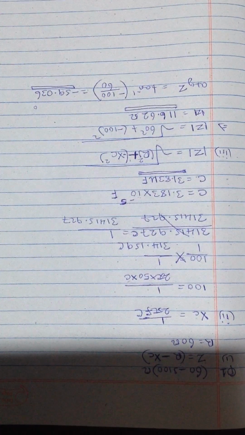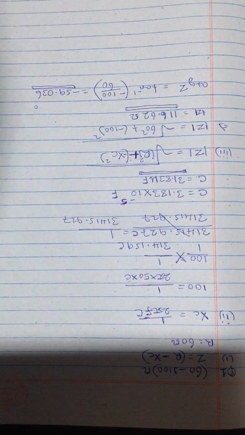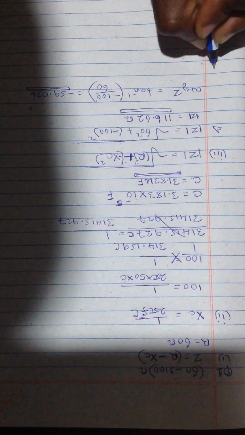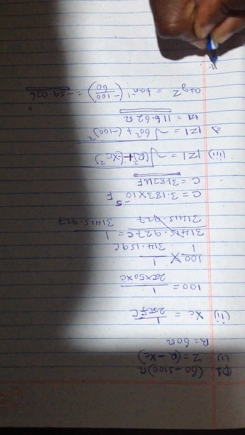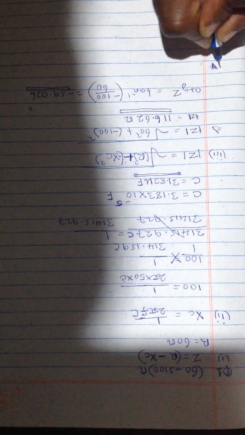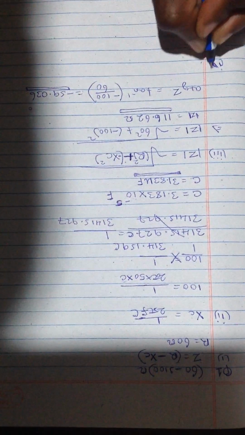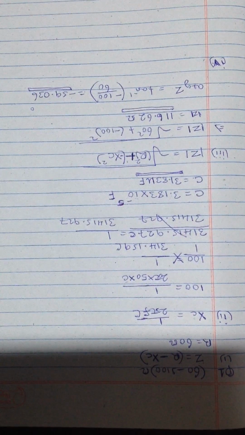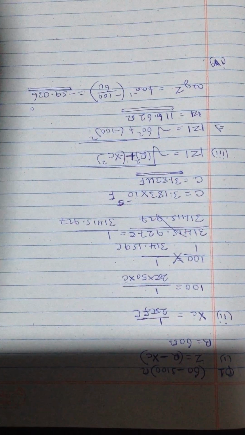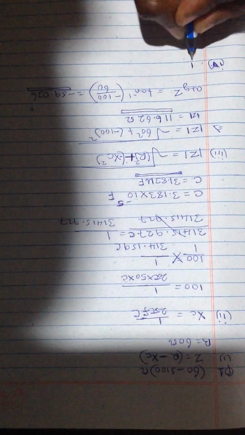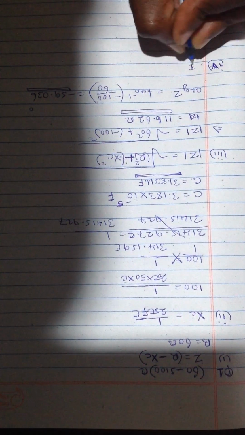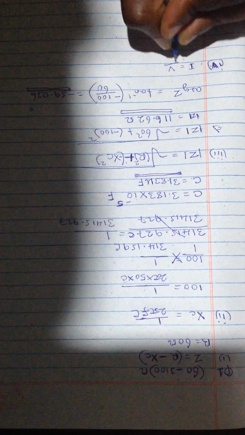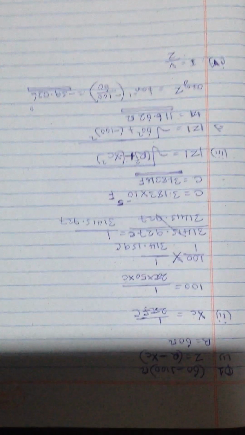We move forward, we go to the current flowing. This is how we calculate the current. Okay, so this is the fourth question. How do you calculate the current? We know the formula: current is equal to the voltage over the impedance.